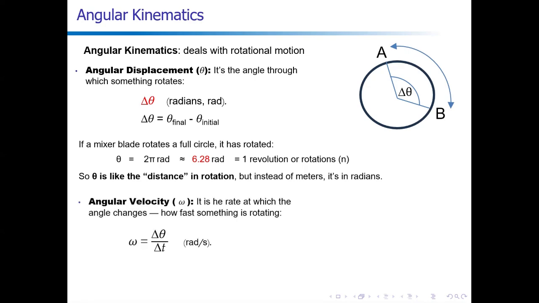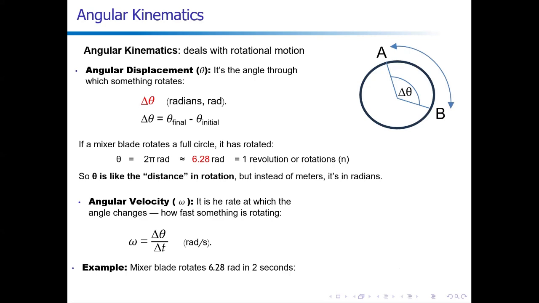Now let's look at how fast something is rotating. Angular velocity tells us how quickly the angle is changing, just like linear velocity tells us how quickly positions change. The formula is omega is equal to delta theta divided by delta t. Units are radians per second.